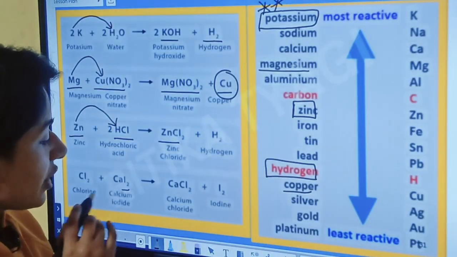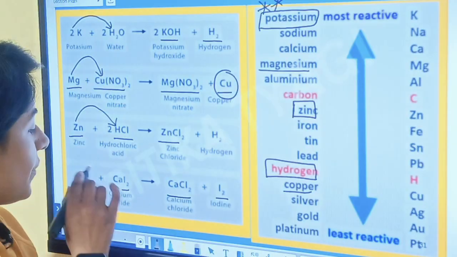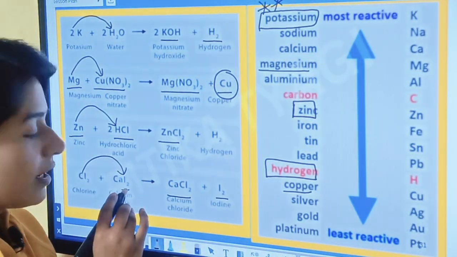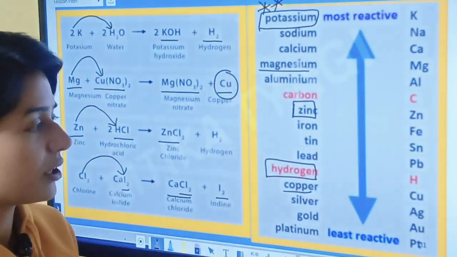Here chlorine reacts with calcium iodide and forms calcium chloride and iodine. So here chlorine is more reactive than iodine, hence it displaces iodine from calcium iodide and forms calcium chloride solution.